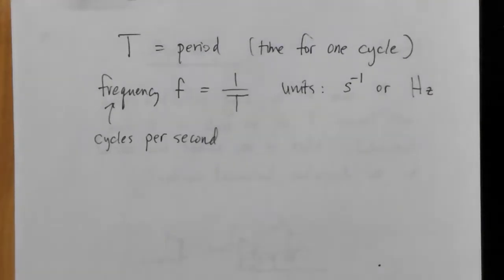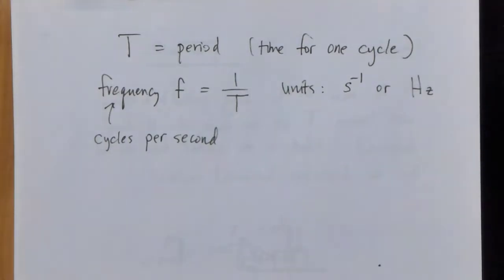Okay. Cycle is not really a unit of anything, it's just clarifying that it's one time that goes through an oscillation. Okay, any questions about this?